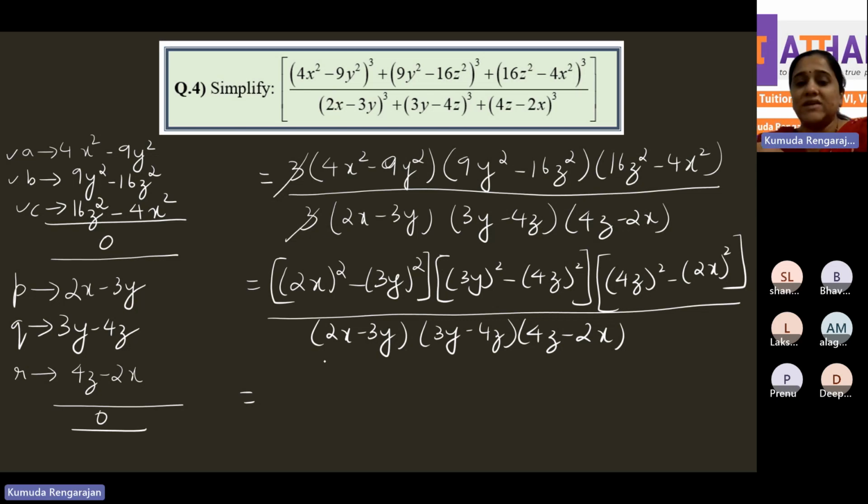What is 9y square? 3y the whole square. What is 3y the whole square? 3y into 3y. 3y into 3y is 9y square.